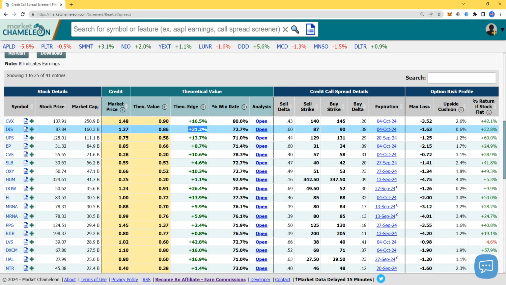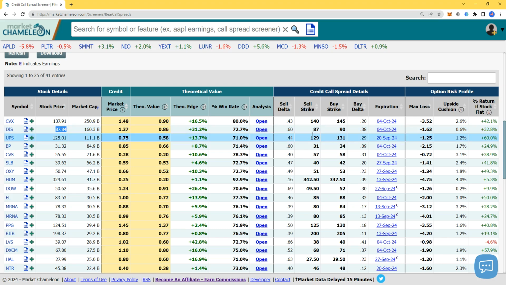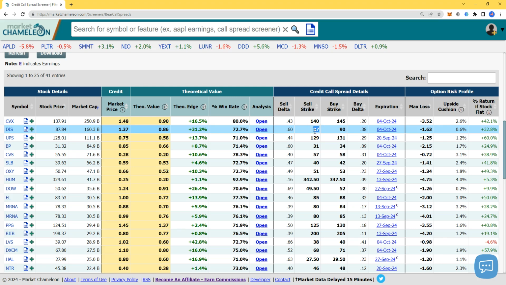This is interesting for Disney. We got a high edge, and the win rate 72%, 31% edge. Let's see this one. Price today 87.84. And it tells you again for October 4 to sell the 87 and buy the 90. So here you are in the money. So this is a little different. Your goal is for Disney to go below 87. Something to consider. And yeah, this one has 92% win rate.